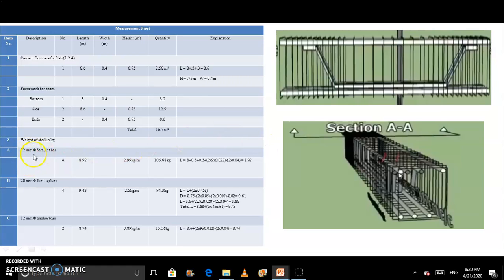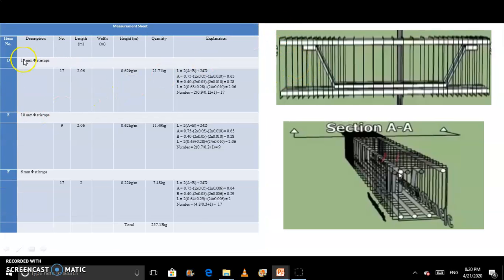In our previous lecture, we already discussed how we find the weight of reinforcement for 20 mm dia bars, which is the main bar, 20 mm bent up bars, and 12 mm anchor bars. Now we discuss how we find the weight for stirrup bars. Here we have 10 mm stirrups. We have to find the quantities of reinforcement for stirrups. We also have to find the number of stirrups, how many stirrups we provide from this end to this end.